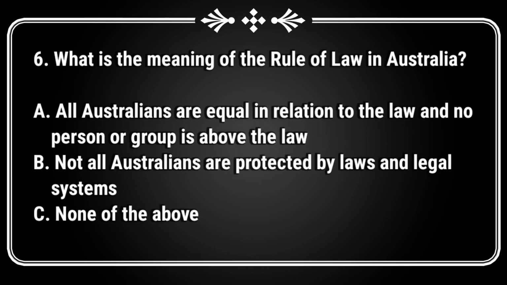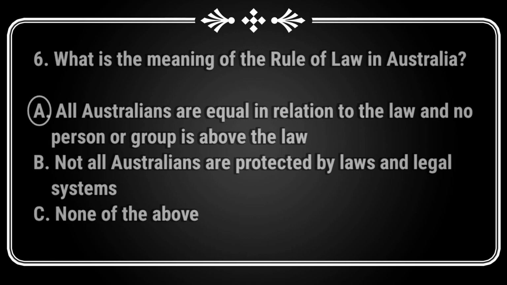Number 6. What is the meaning of the rule of law in Australia? Letter A. All Australians are equal in relation to the law, and no person or group is above the law. Letter B. Not all Australians are protected by laws and legal systems. Letter C. None of the above. The answer is letter A. All Australians are equal in relation to the law, and no person or group is above the law.